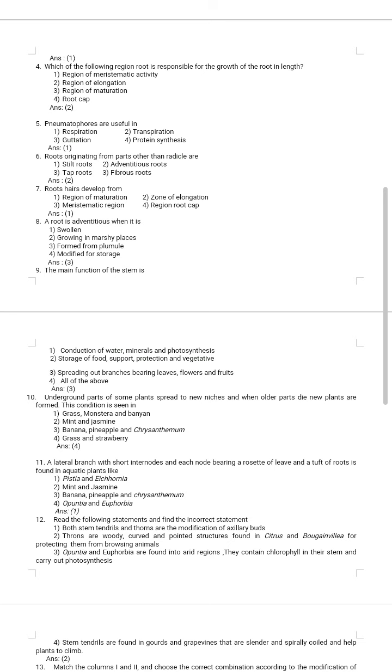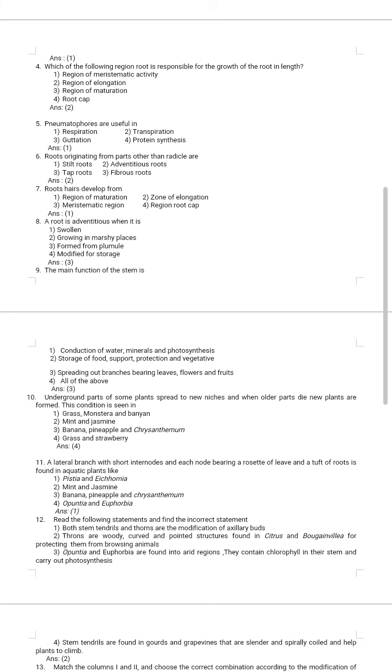Next, eighth question. The root is adventitious when it is. Let us see options. This is one tricky question. Option 1 swollen. Next, growing in marshy places. Third one, formed from plumule. And fourth one, modified for storage. So students, the correct answer for this question is option 3, formed from plumule. Then this is nothing but called adventitious roots.